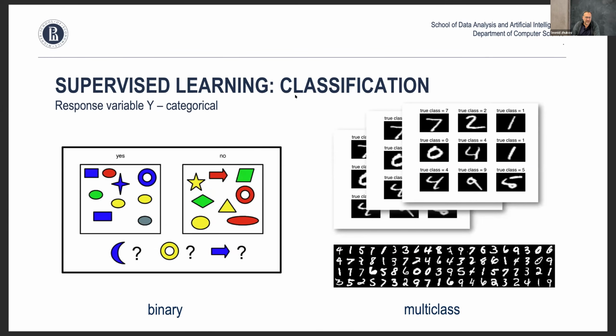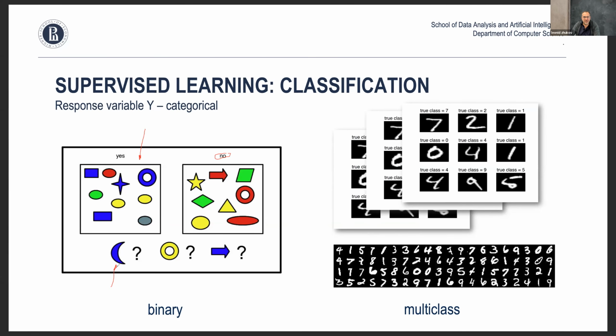Classification is the second example within supervised learning. Here are two examples. On the left-hand side, let's say we have samples. As I said, the point is we do have samples of the data points, of objects in this case, for example, class yes and class no. And here are examples. Then the goal is to somehow classify a new object into one of those two binary classes.